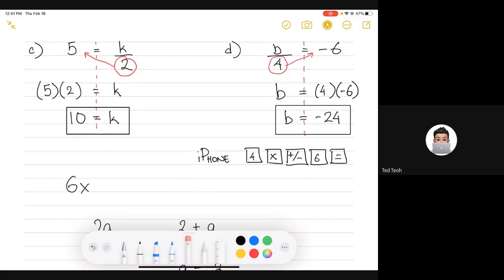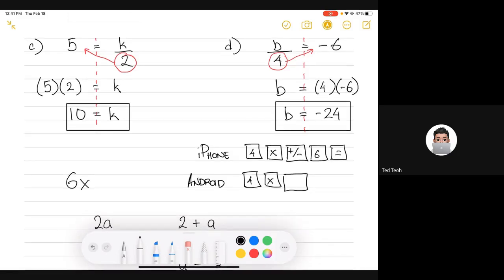If you have an iPhone, that's what you need to type. If you have an Android or if you're using a calculator, the button might look like this. If you have a plus minus button on your calculator, that's what you press. Some Android phones will also have the plus minus. Some calculators, you might see a little minus sign with a negative inside it. Please learn how to use the negative symbol on your calculator or your phone because you'll need it for this unit.